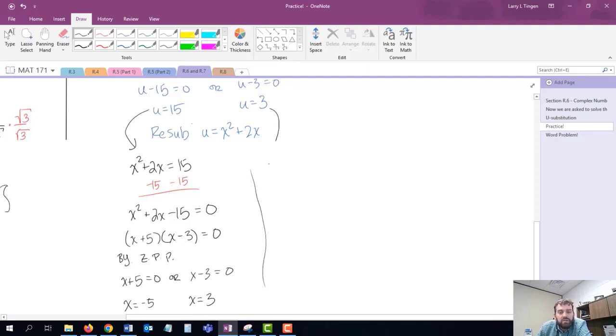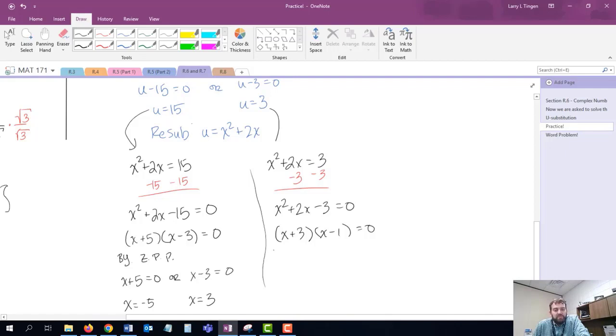Well, if u is 3, that means x squared plus 2x is equal to 3. Again, I have a quadratic. I have all three terms of the quadratic, so everything is coming to one side. x squared plus 2x minus 3 equals 0. Does this factor? Would I ask if it didn't? I mean, would I? I might. I might also write a u randomly when I don't mean to.